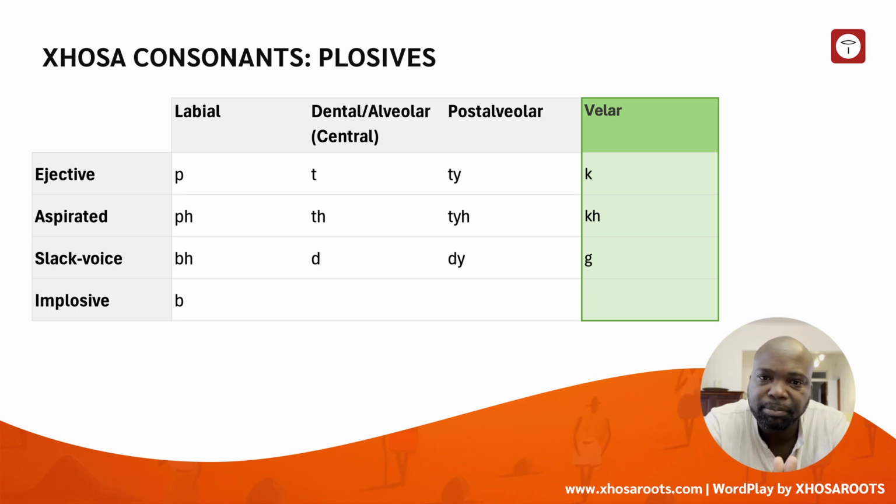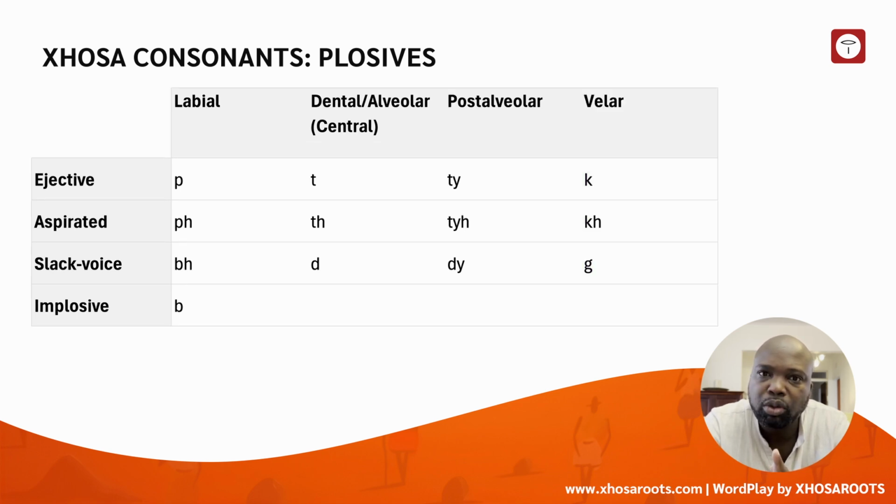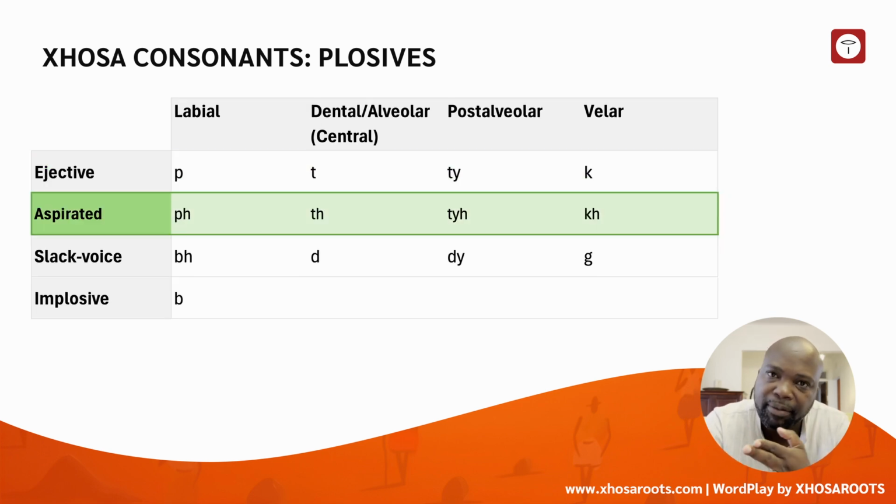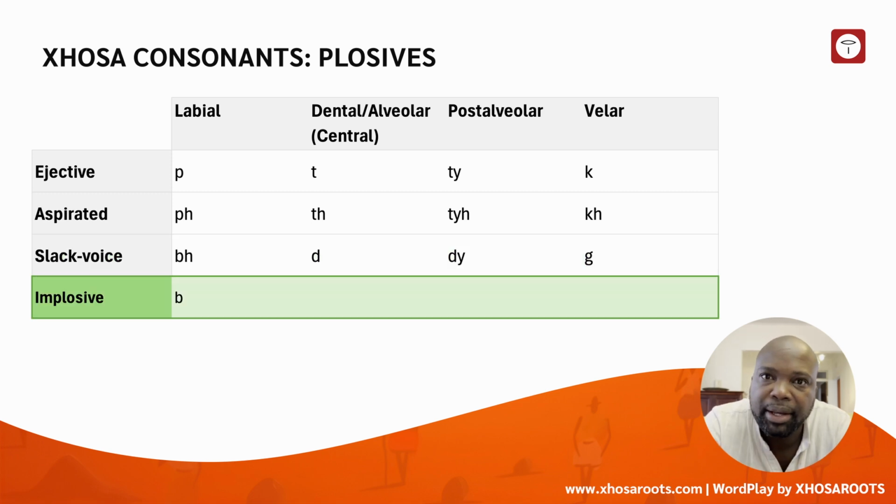So for the most part, these are similar to the click consonants, except for the labials. In this case, for plosives, the labials are actually bilabials, because they involve the use of both the upper and the lower lip. Each of these will be subdivided further into different types. For example, for the labial, we have the ejective, the aspirated, the slack voice, and then the implosive bilabials.